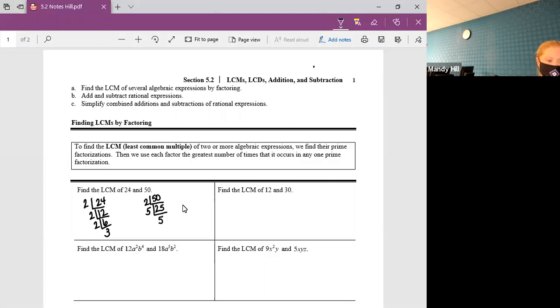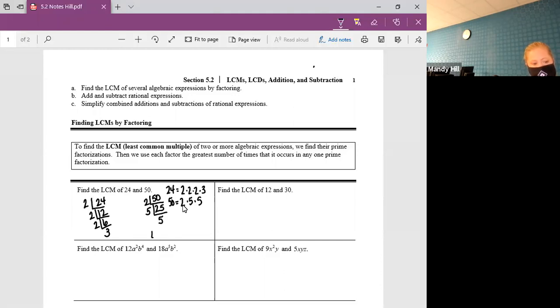Now I stopped on both of these. I stopped here at 3 because 3 is prime. If it wasn't prime, I would have to keep dividing out. I stopped here because 5 was prime. If it wasn't prime, I would have to keep dividing out. So what I know now is that 24 is equal to 2 times 2 times 2 times 3. I'm getting those numbers from right here. 50 is 2 times 5 times 5.